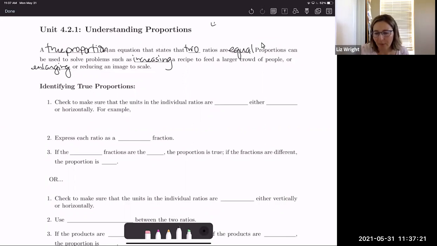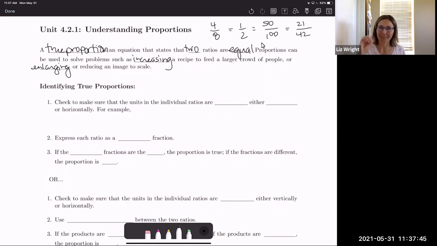So something like if we had 4/8, that's the same as 1/2. And the 1/2 is the same as 50 over 100, or 21 over 42. All of those are true proportions because they are equivalent to one another, or they're fractions that would all reduce to 1/2.